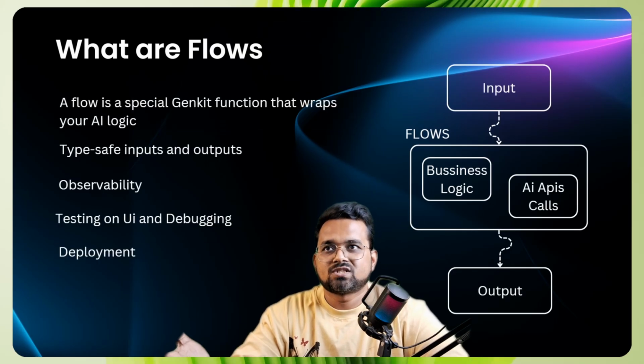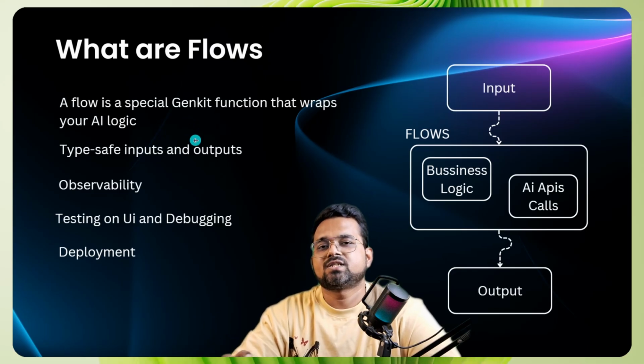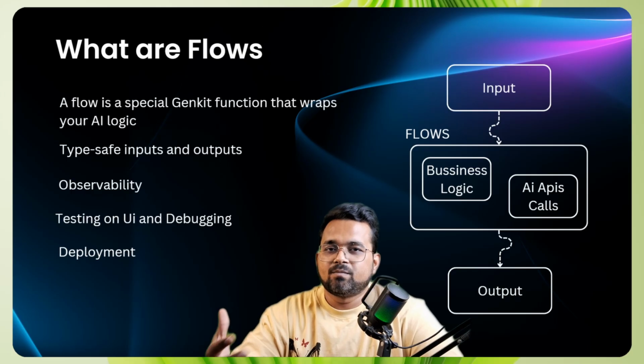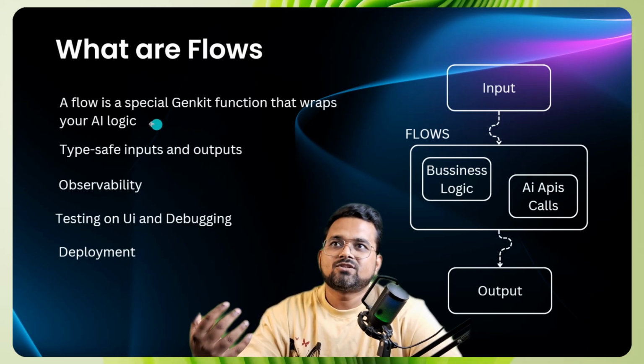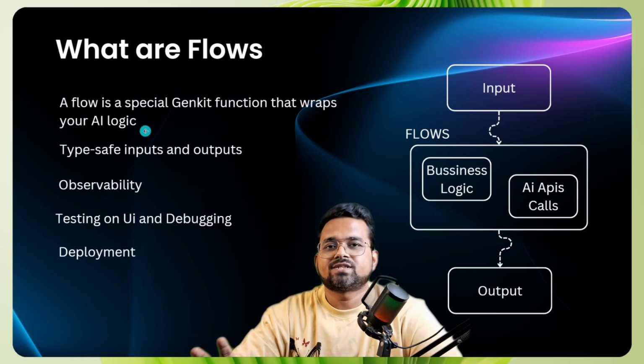So let's see what flows are in Genkit. A flow is a special Genkit function that wraps your AI logic. That means every AI call you make, every time you generate a token, embeddings, RAGs, MCP, everything goes via these flow functions. The flow function logs everything.